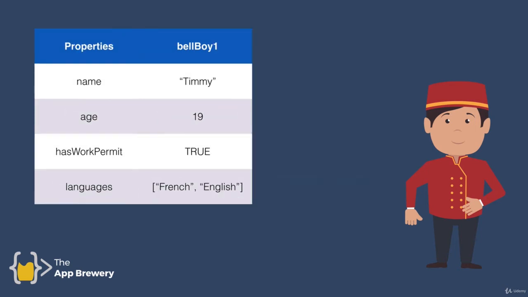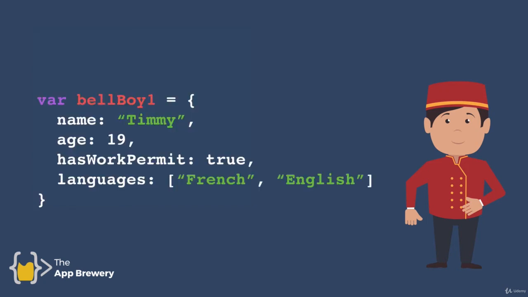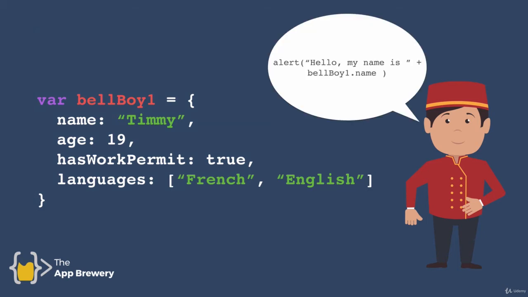Now in JavaScript, we could create something really similar to this by simply creating an object. So we would create a variable that's called bellboy1, and it would have a number of properties that we assign values. And all of these properties are enclosed inside a set of curly braces. Now, inside here, we could simply say name is Timmy, age is 19, has work permit is true, languages are this array of languages.